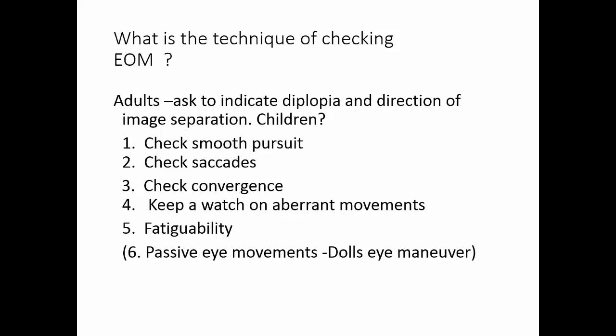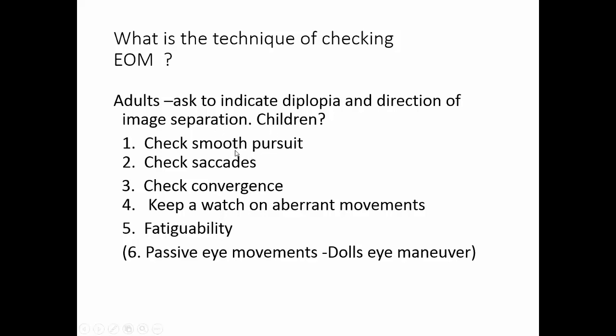In an adult, before starting the examination, you ask the person to indicate diplopia and direction of image separation. What I mean by direction of image separation is either horizontal or vertical. But in children, you can't get this information, so you simply don't ask them.